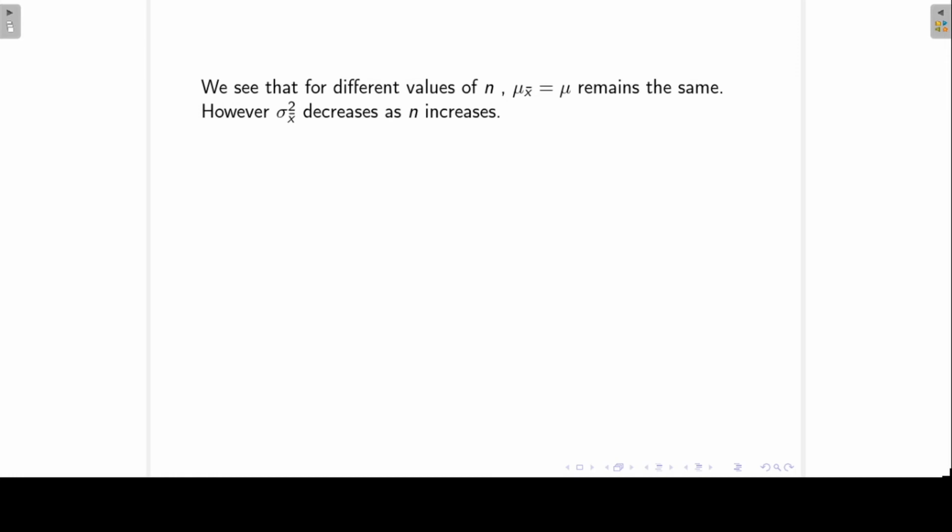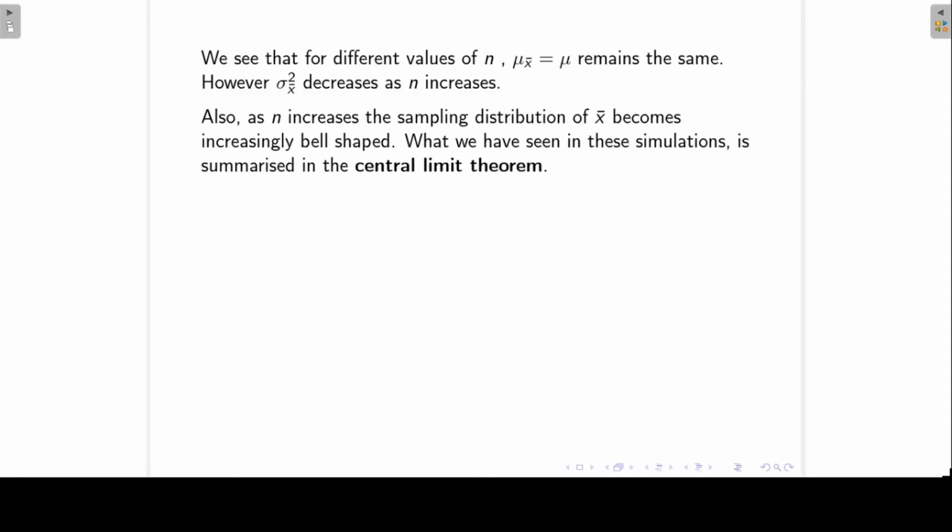So we see that for different values of n, the sample size, the mean of the sampling distribution is the same as the population mean. However, the variance of the sampling distribution decreases as my n increases. What we also saw is that if n increases, the sampling distribution of x bar becomes increasingly bell-shaped. And what we have seen in these simulations is summarized in the central limit theorem. Now, the central limit theorem is one of the most important theorems in statistics.